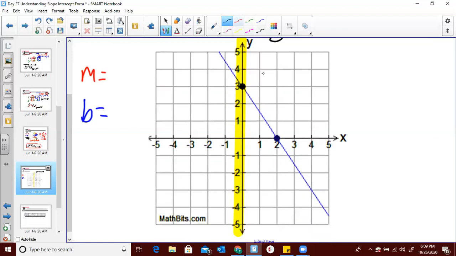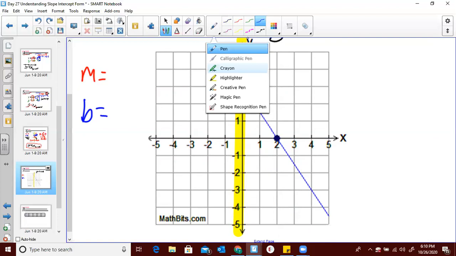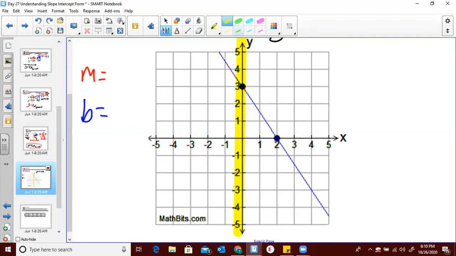All right, so to start, I want to see where my line crosses my y-axis. And here you can see that that happens right where y equals 3. Remember, this point is x is 0 and y is 3. Let's not forget what our coordinate pairs are. All right, so our y-intercept is just going to be 3.